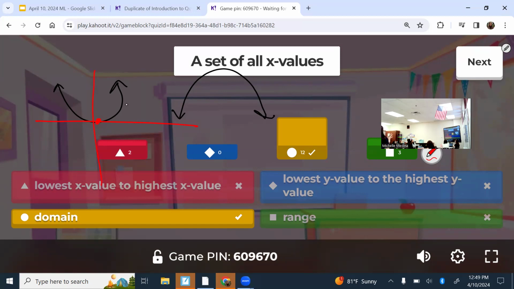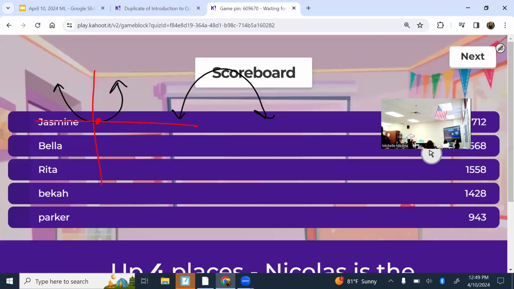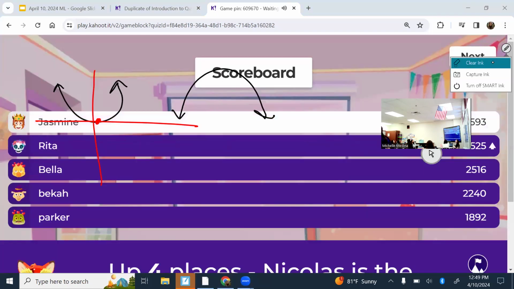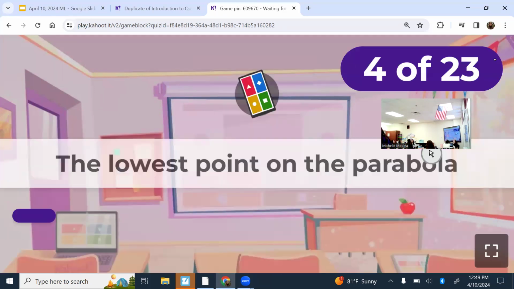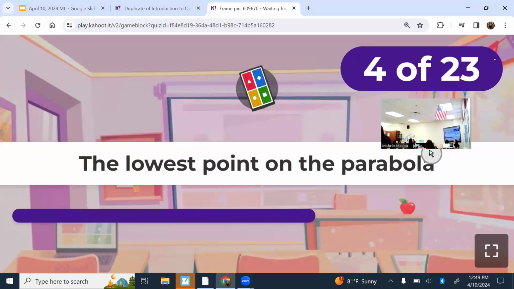So what is my domain for a quadratic function? Does it look like it goes infinitely to the left? Does it look like it goes infinitely to the right? All right, I'm not going to tell you the answer. Just think about that, it's probably going to come up. It does go up, but the x-axis doesn't go up, so we don't care about that for domain.